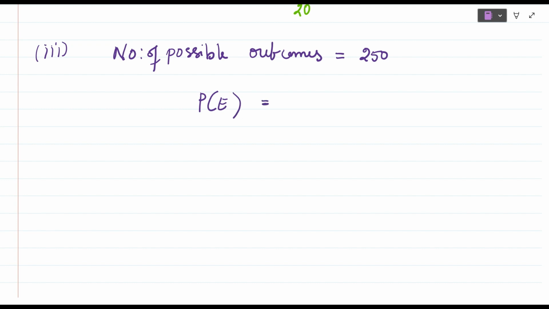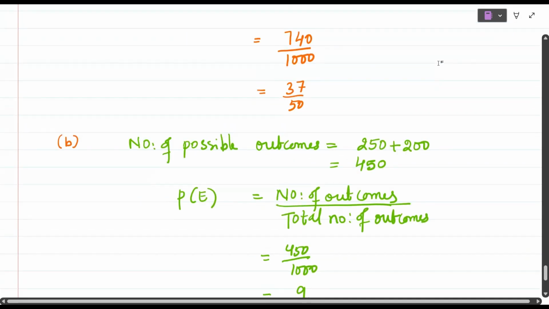Now probability of this particular event is equal to how many you got? You have to write the formula and then solve this. Okay. I am doing directly 250 by 1000. So convert into simplest form, students. You will get 1 by 4. Okay. 250 into 4 gives 1000, isn't it? So did you understand, students, how to answer the case study sums? Clear?